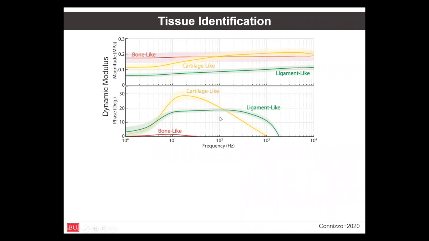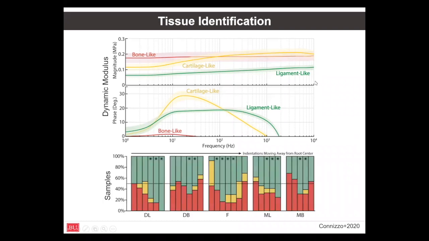Anything that had a single peak in the phase response and an increase in self-stiffening that was above a certain threshold would be identified as cartilage-like. Anything that had a high stiffness as well as a low poroelastic behavior or a low phase angle behavior would be characterized as a bone-like material. And then anything that had a 2-peak phase response with a moderate self-stiffening ratio was identified as a ligament-like region.